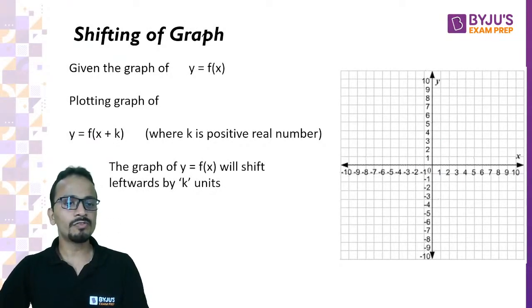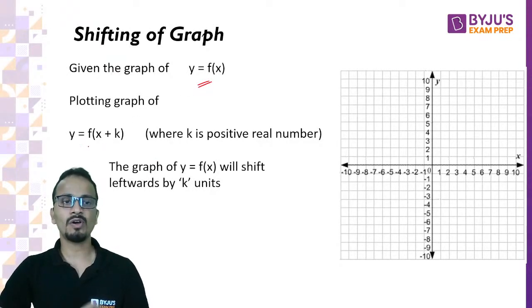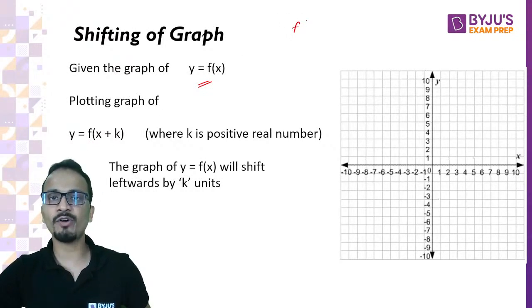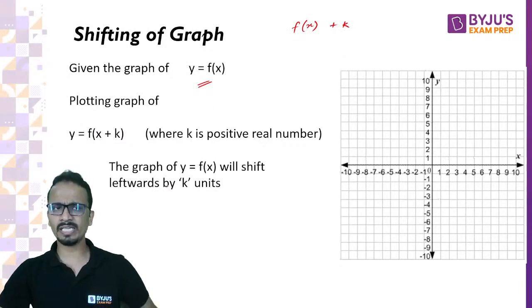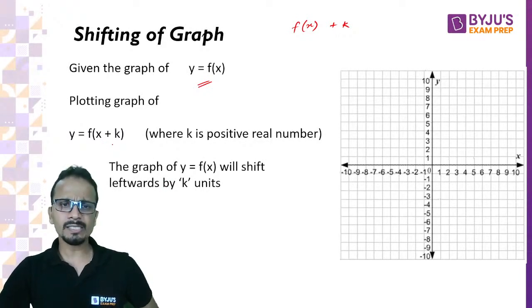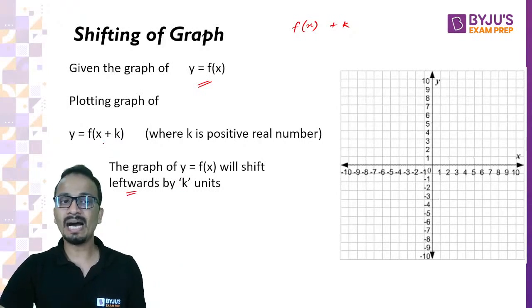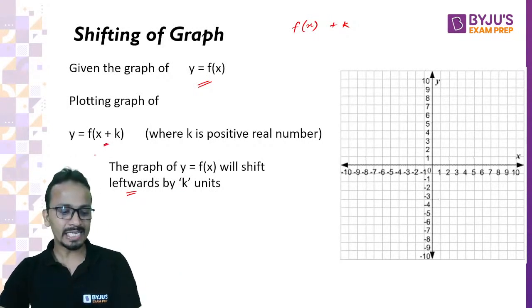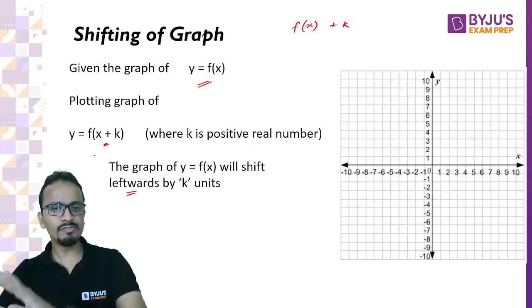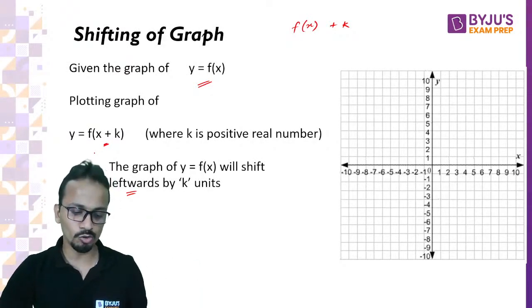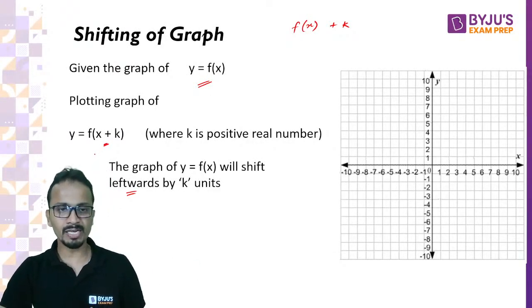Given the graph of y equal to f of x, we want to plot the graph of y equal to f of x plus k. Okay, don't confuse it with f of x plus k outside the bracket. There is a difference. I'll give you an example. Now in this case, the graph will shift leftwards by k units. Here there is a plus, so it seems the graph should shift to the right. No, the graph will shift towards left by k units. All right, am I clear?